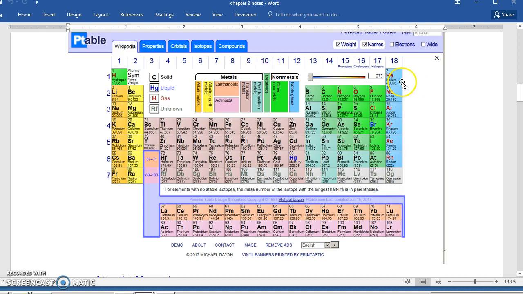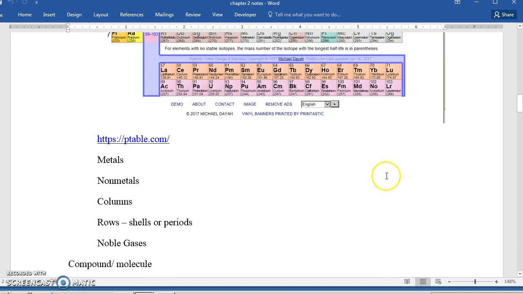But the helium going on down through radon, they all have full outer shells. Helium has 2 electrons in its outermost shell. Neon, argon, krypton, xenon, and radon all have 8 electrons in their outermost shell.